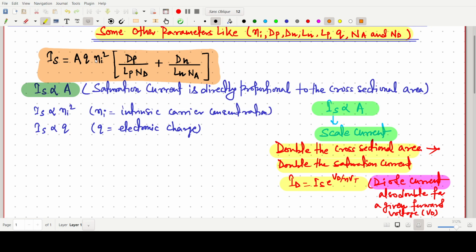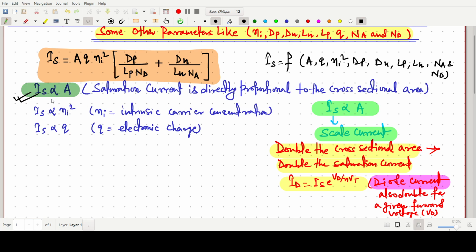Sometimes we can write this expression as Is is a function of A q Ni square, Dp, Dn, Lp, Ln, and Na and Nd. Okay, so now this is clear.